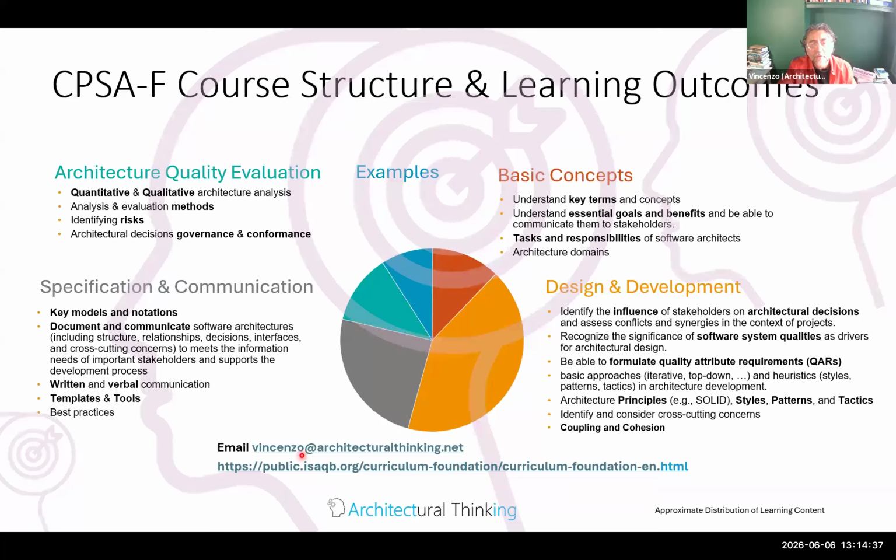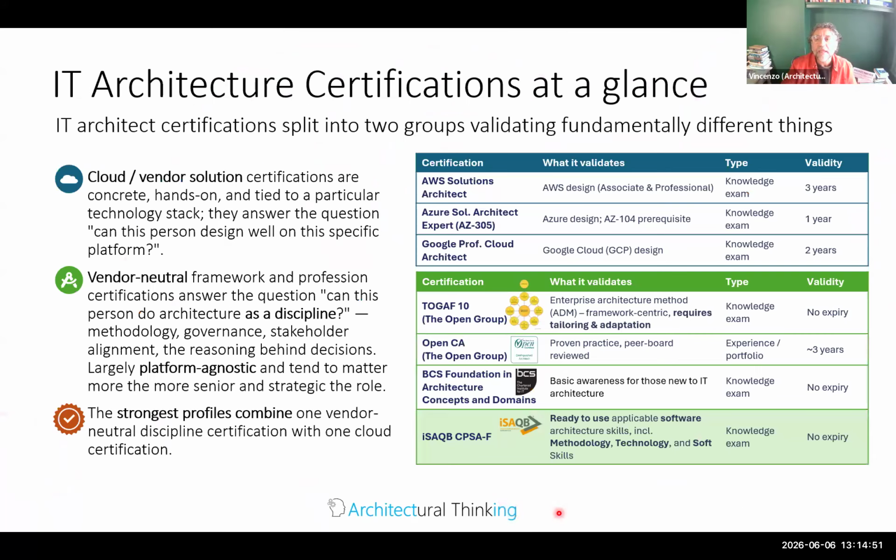The full curriculum, you can find it on the public iSAQB website. And if you have any questions on the curriculum or on anything else, really, then please feel free to drop me an email. So that's the iSAQB. I did say at the beginning I will talk a little bit about how it relates to other architecture certifications. Okay, so broadly speaking, if you want to achieve an architecture certification, you need to think of two dimensions.